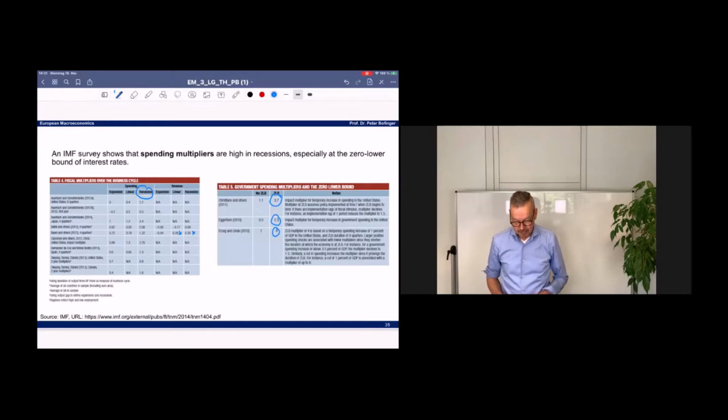Okay, so far on fiscal policy and monetary policy in the Keynesian model.